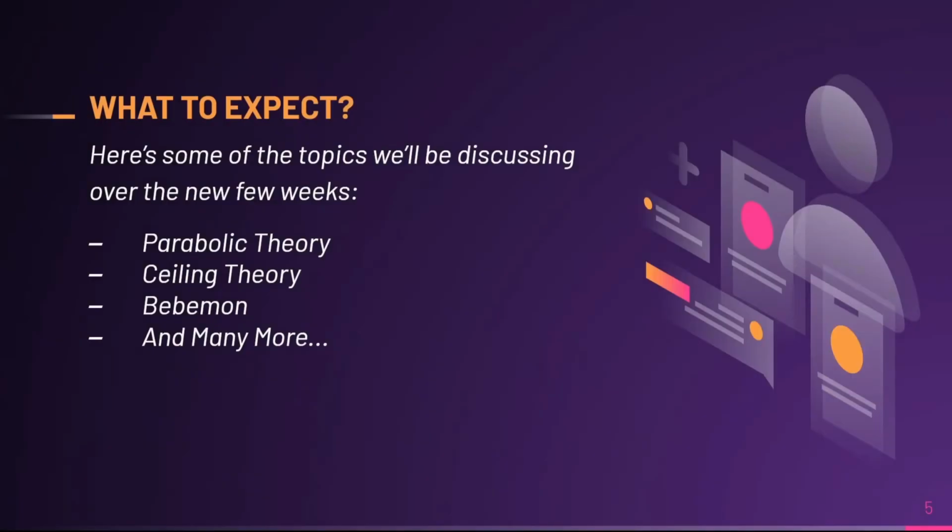Alright? Now, what can you expect us to talk about? Some of the topics we'll be discussing over the next few weeks will be Boss Spy's parabolic theory, ceiling theory, Bebemon, Goku, and so on. Okay? We are going to go through each and every single one of them, discussing them in detail with matching examples so that it will be very helpful and you'll get a lot of learnings from all of those videos.